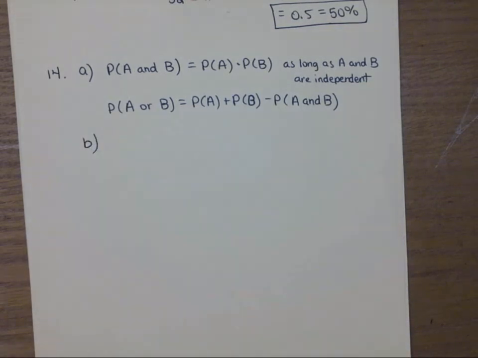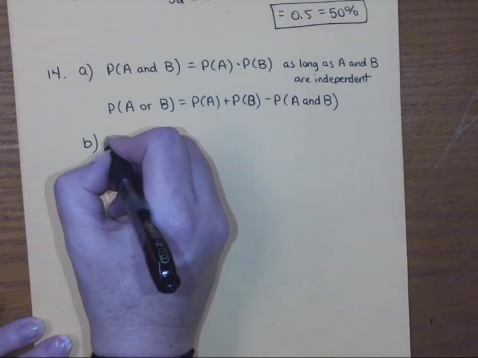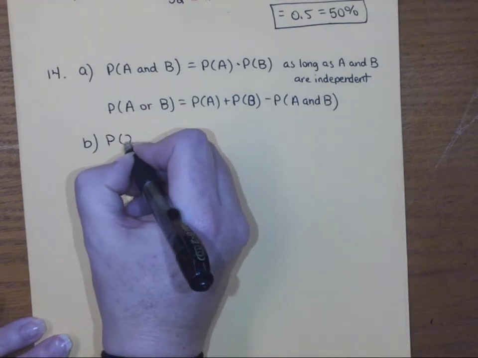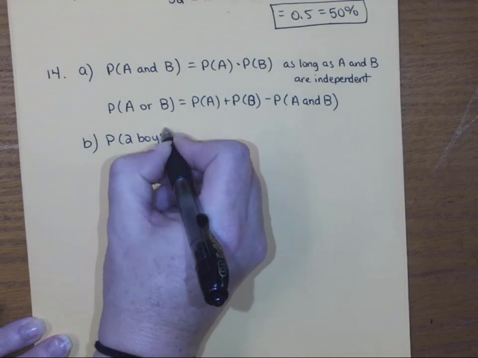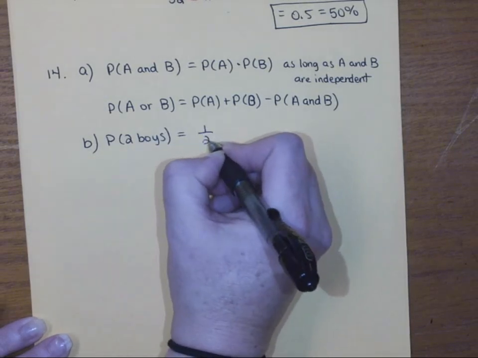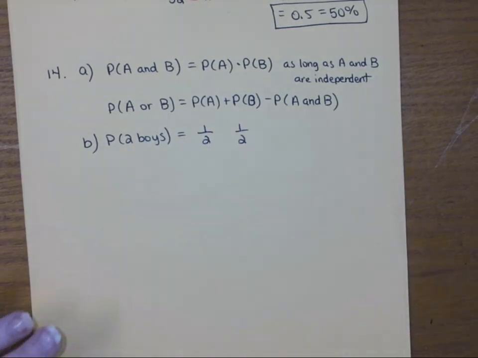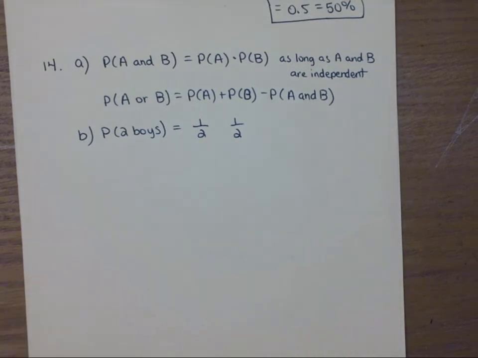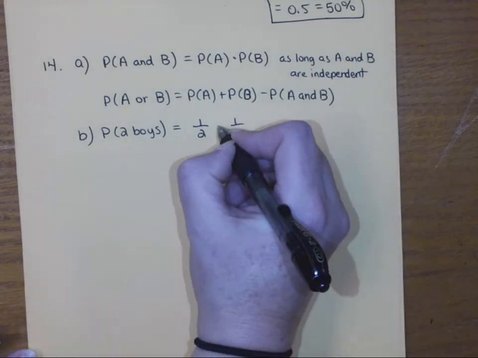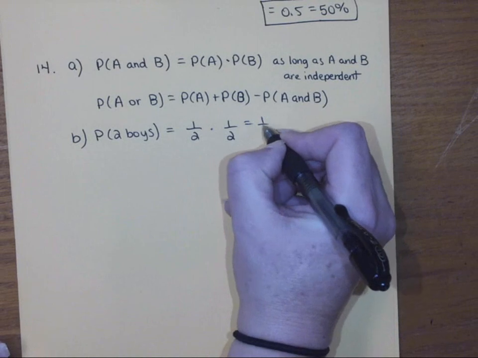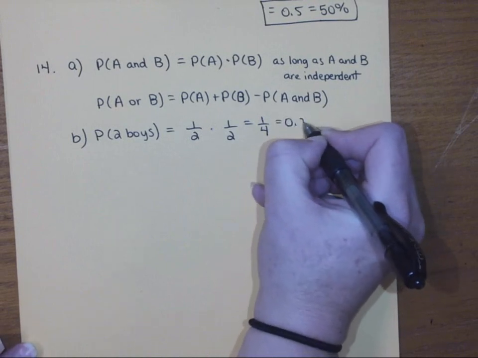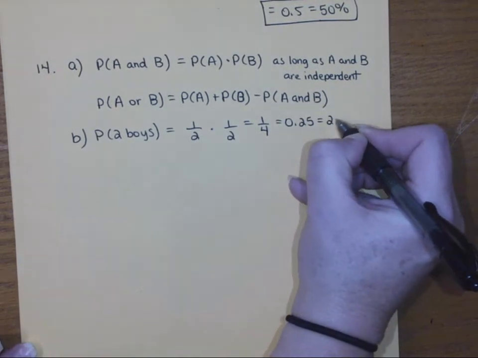Okay, so let's look at the second one. The probability of having your first and second child be boys. Okay, so it's like the probability of 2 boys. Each of them are independent, right? Each of them have a probability of 1/2, and then since we want those things both to happen, we would multiply this. So this would be 1/4 or 0.25 or 25%.